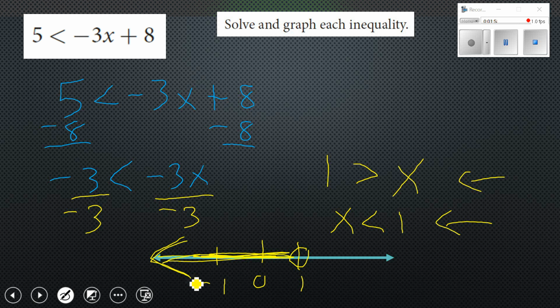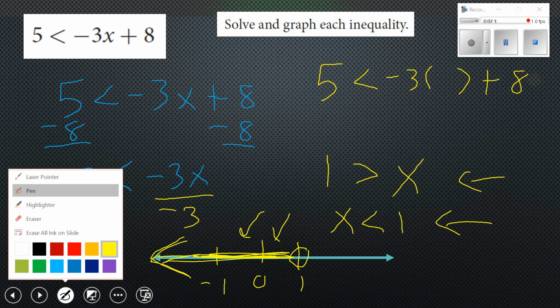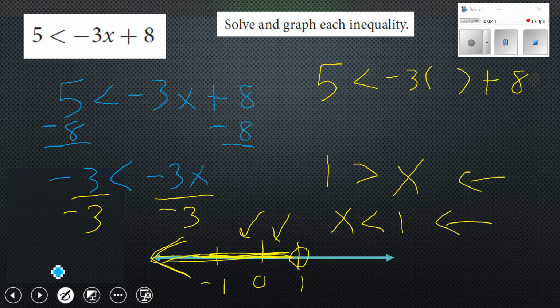You could pick any value along this shaded region and test it, see if it worked. For example, let me go and plug one in here for us. So take the original inequality, and instead of having x, we'll put a value in there that's on this shaded region. Just test it. So let's test 0. That's easy to work with. So we have 5 is less than 8. Is that true? Yes, that's true. So we've done our work well here.